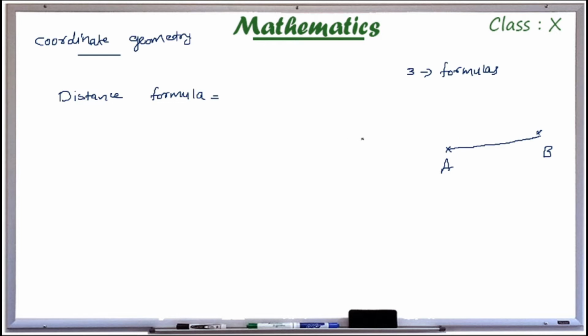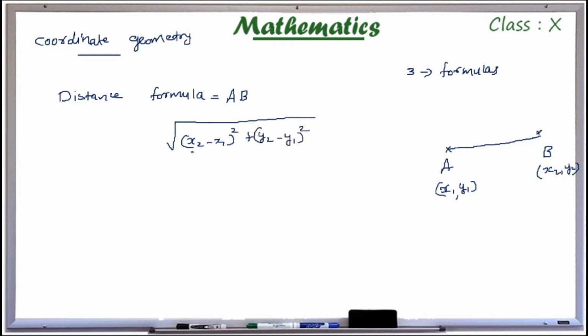So I have to use the distance formula, and here A is represented by the coordinate x1, y1, two values, for example 2, 3, 5, 6, etc. And the B coordinate is represented by x2, y2. So the distance between A and B is represented as AB, which is equal to root of (x2 minus x1) whole square plus (y2 minus y1) whole square. So this is the first formula, and the second formula is the midpoint formula.